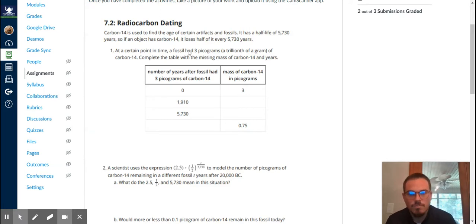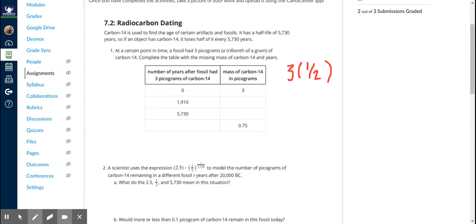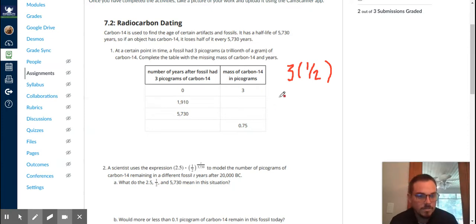All right, so first things first, we want to complete this table. Now, when we write out our function, what we know is that half-life is going to be that 1 half here. Our y-intercept is always a, so our y-intercept here is 3. So we've got y equals 3 times 1 half. And now we know that every 5,730 years, that's whenever it goes down.